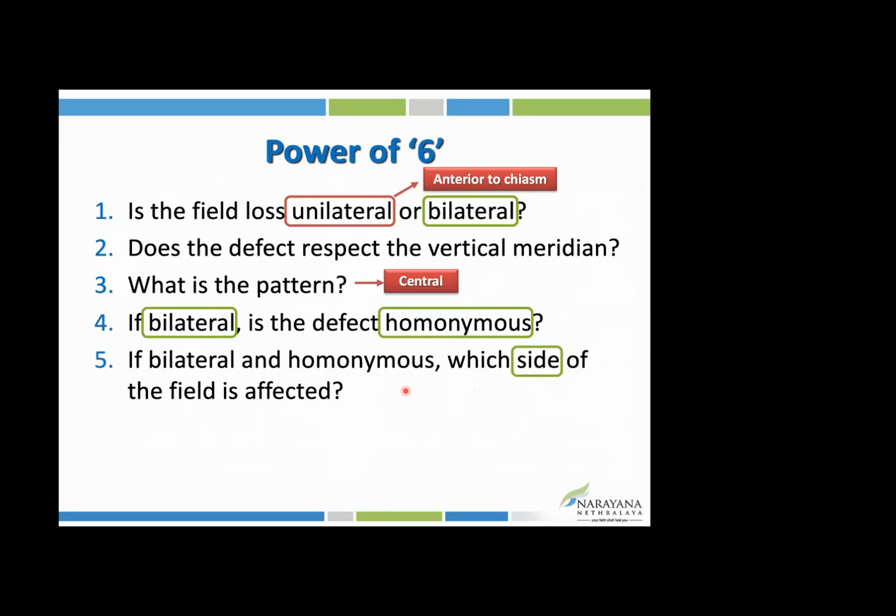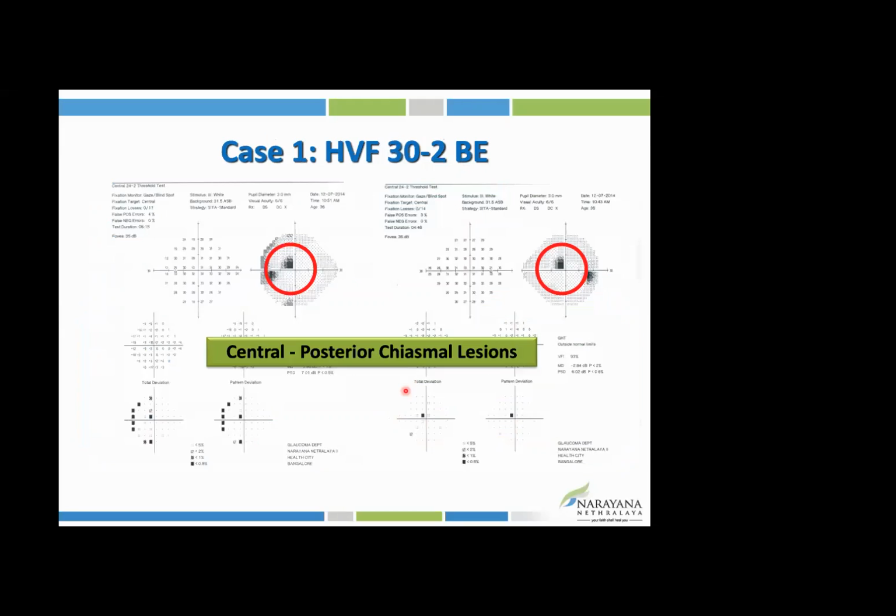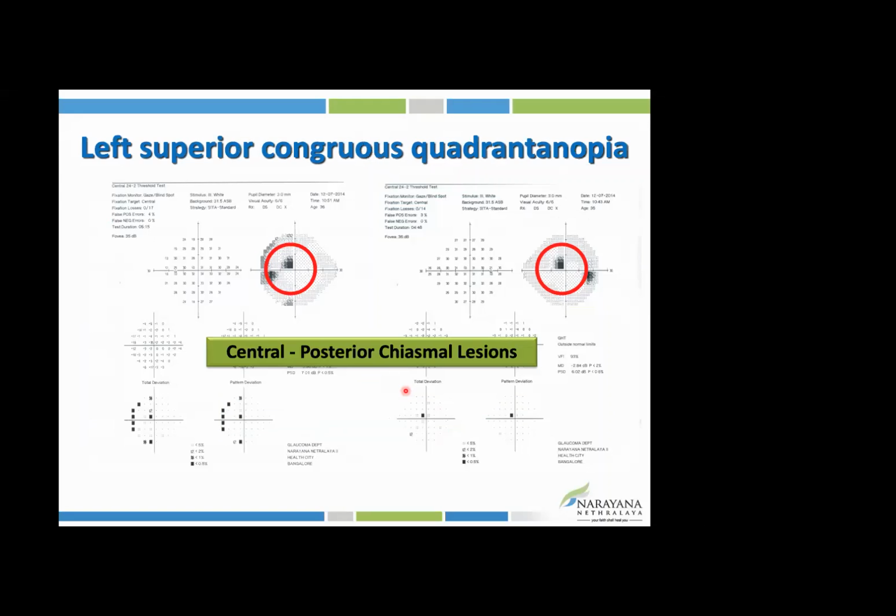Yes. And which side of the defect is it? And the defect is congruous. So yes, what we are getting for the more posterior lesions, case 1 classically has the bilateral, homonymous, side involvement and congruosity. So this all fits into case 1. So our central posterior chiasmal lesion of case 1 is actually a left homonymous congruous defect. And to define it, it's a left superior congruous quadrantanopia.